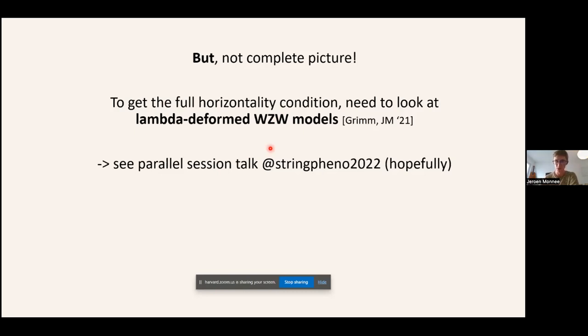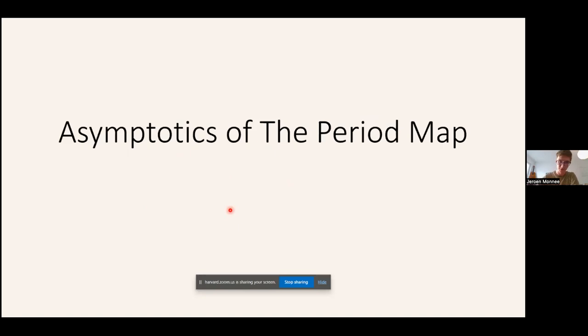I won't say anything more about this today, but I want to advertise that I will hopefully give a parallel session talk about this at String Pheno. So if anyone is interested, I invite you to come listen then. Okay, but for the rest of the talk, I will leave this field theory picture behind.